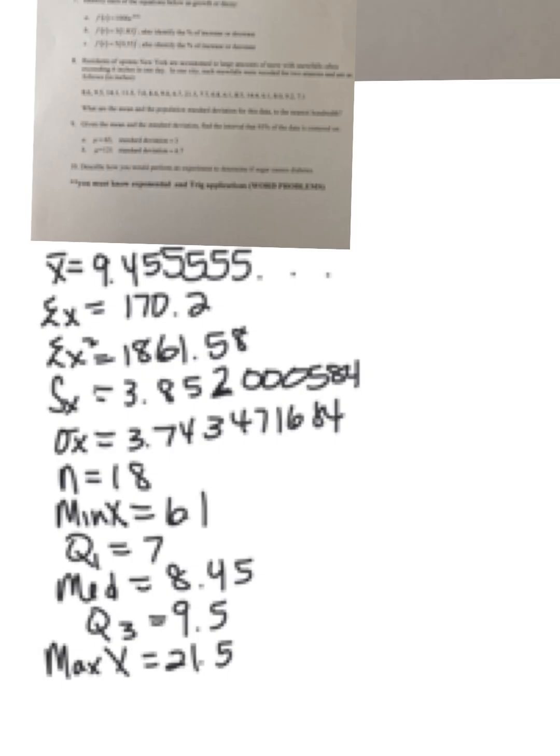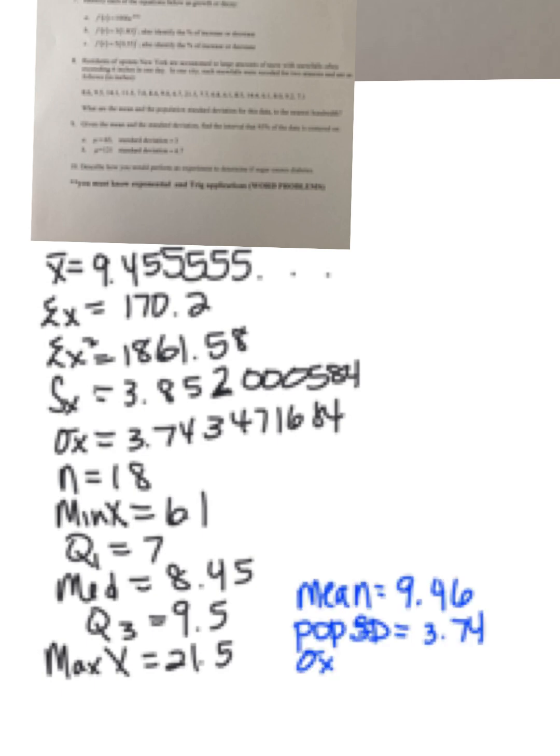So we had to find the mean. And now this is where you're going to round your answer, because remember what I said on the test, you have to write down the whole screen. We want the mean to the nearest hundredth. That's 2 decimal places, so that's 9.46. And we want the population standard deviation. That's the sigma, sigma x, which is 3.74.